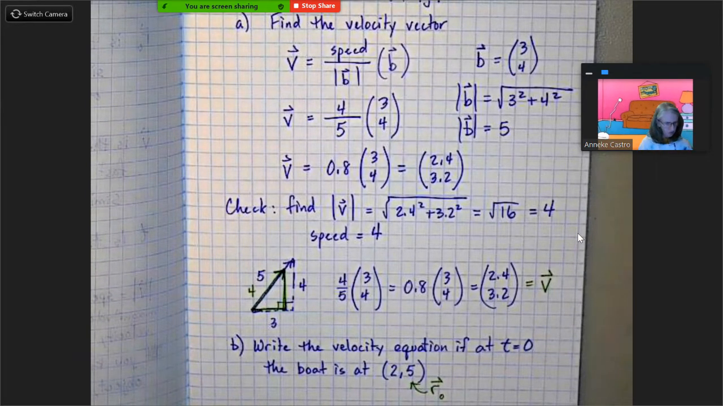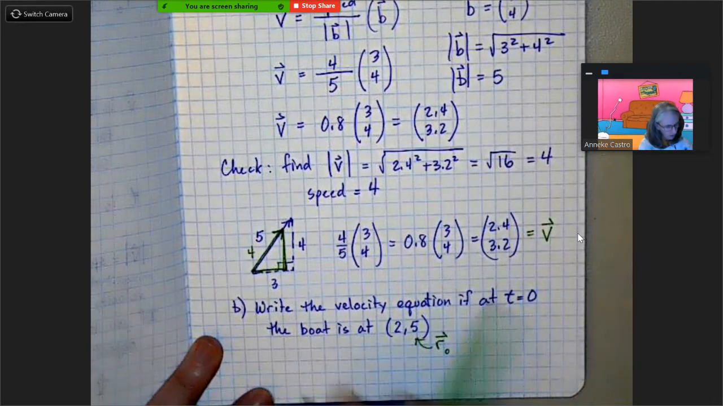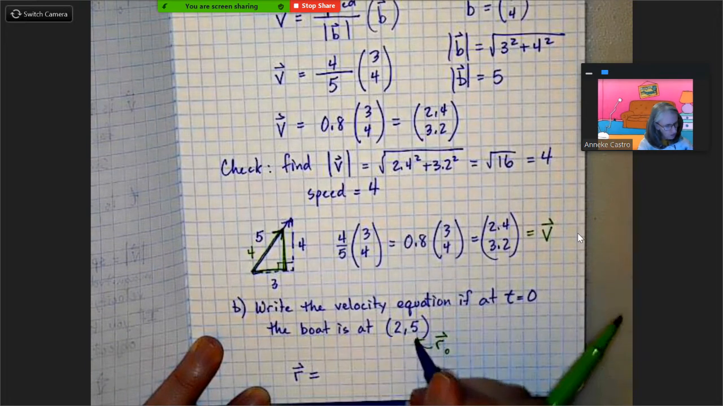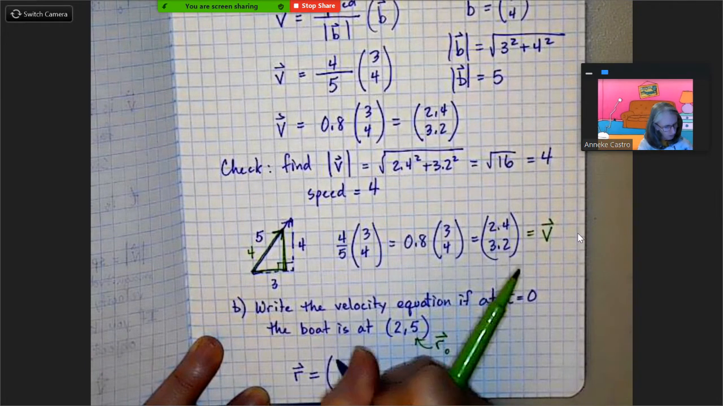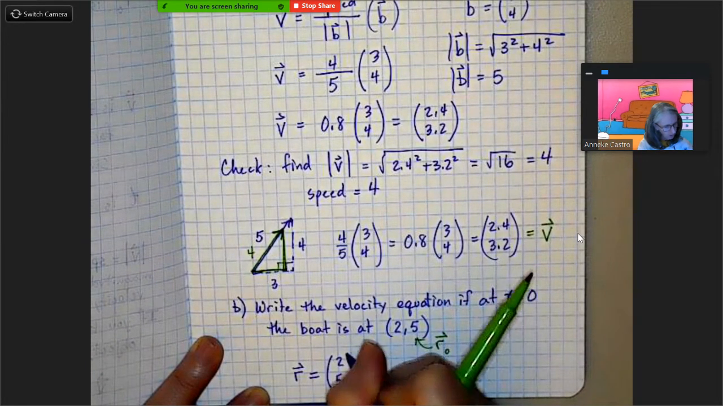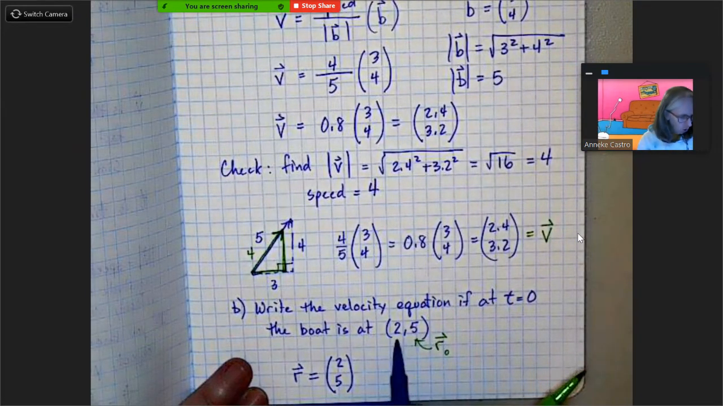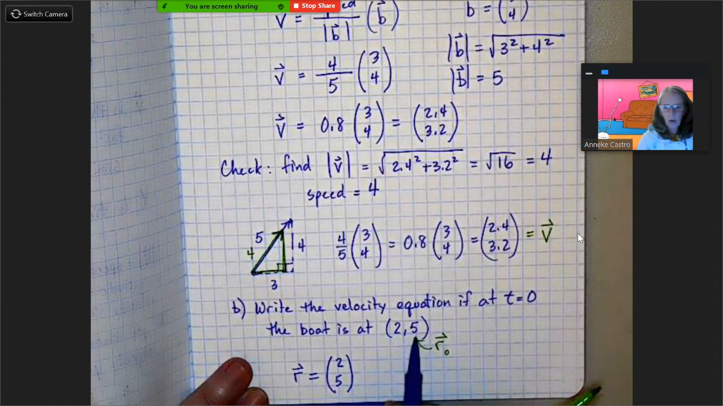My equation from my formula is going to be, you see this? I'm falling off the bottom again. So r is equal to the starting position vector, 2, 5. And maybe this is like 2 meters east and 5 meters north of, I don't know, a buoy.